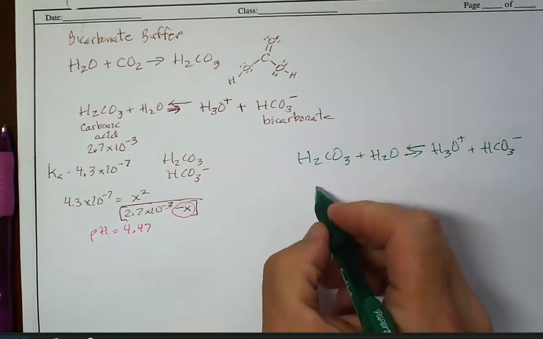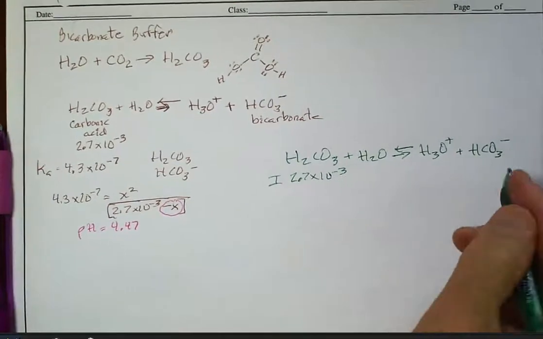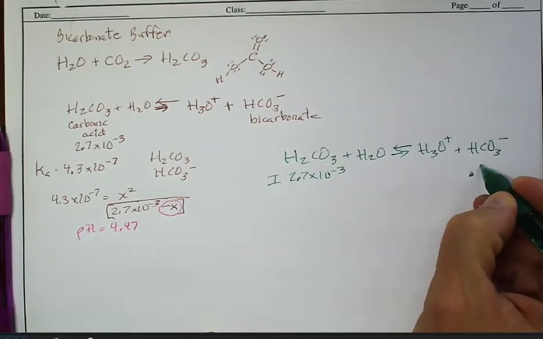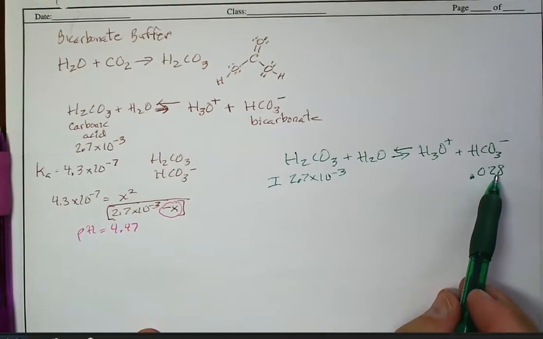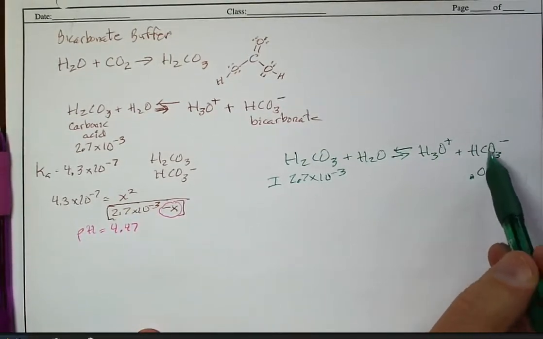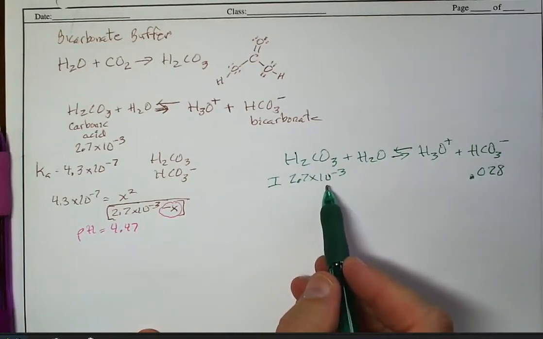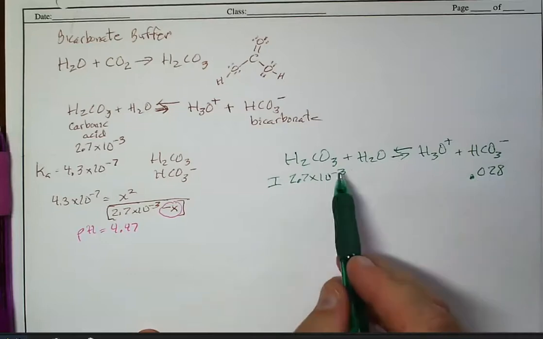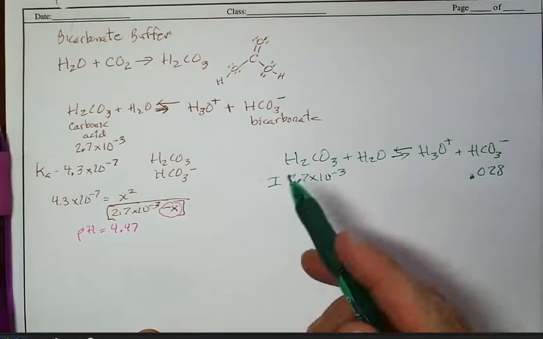What was it? 2.7 times 10 to the minus 3. The bicarbonate concentration that's also there is 0.028. So again, common ion effect. With some of this already there, according to Le Chatelier's principle, more of this over here drives equilibrium this way. So this is not going to ionize as much. It's not going to make as many of these because there are already some there. That means it's not going to make as much hydronium. That means the pH is not going to go this low.